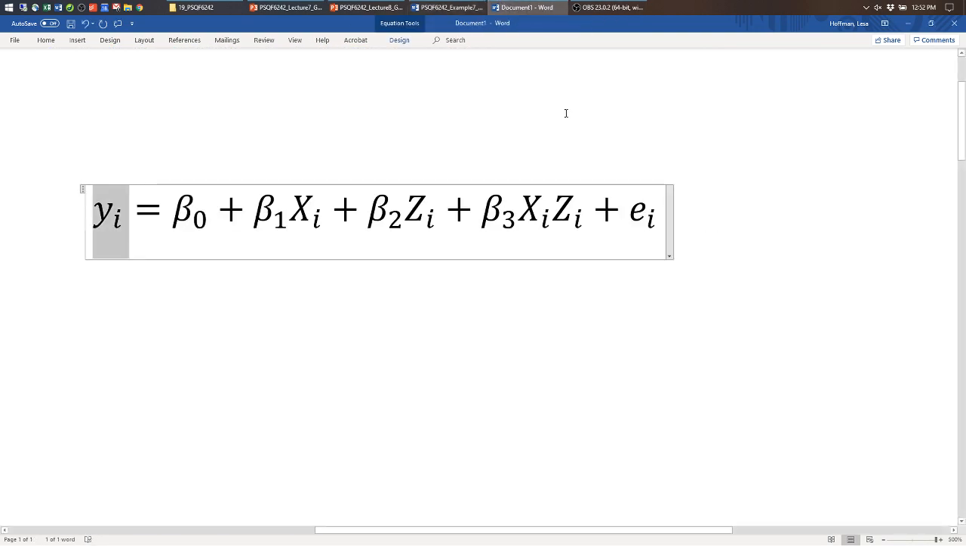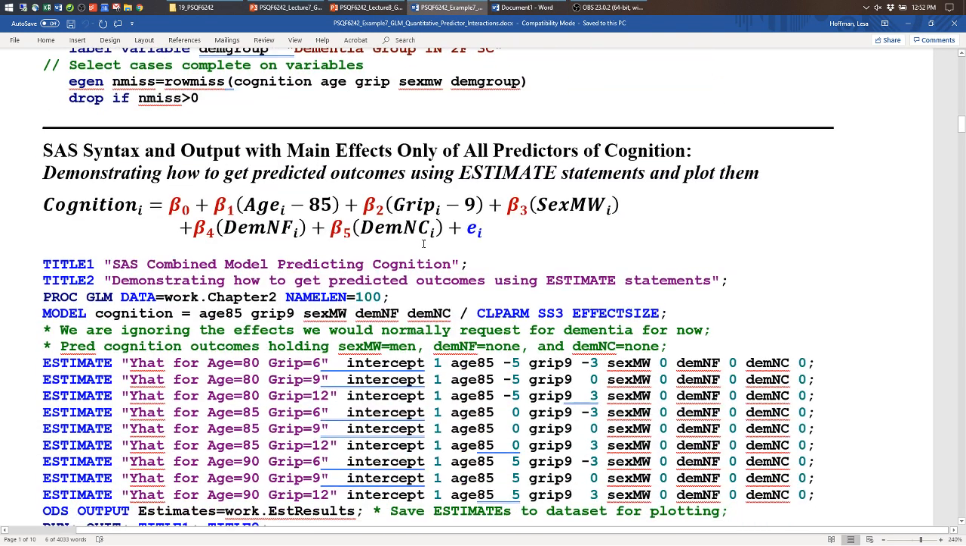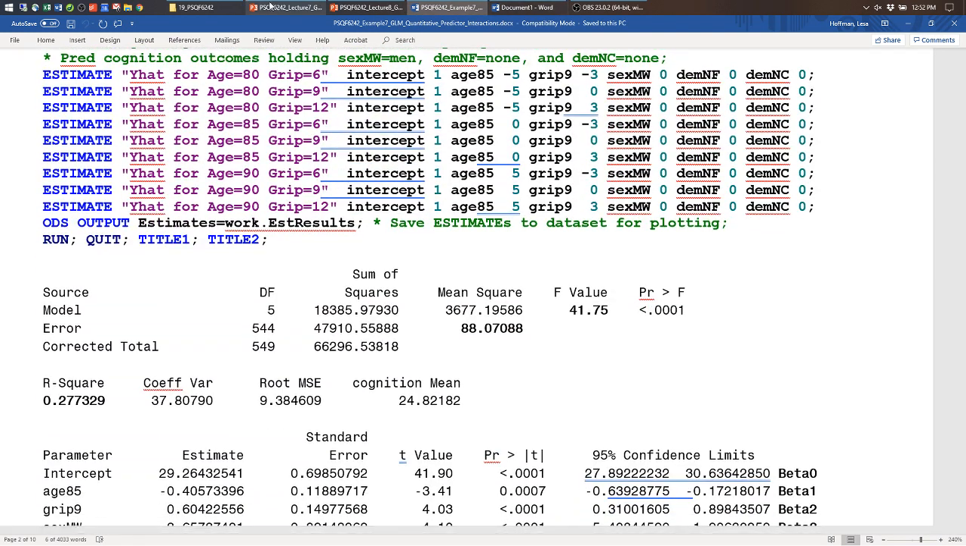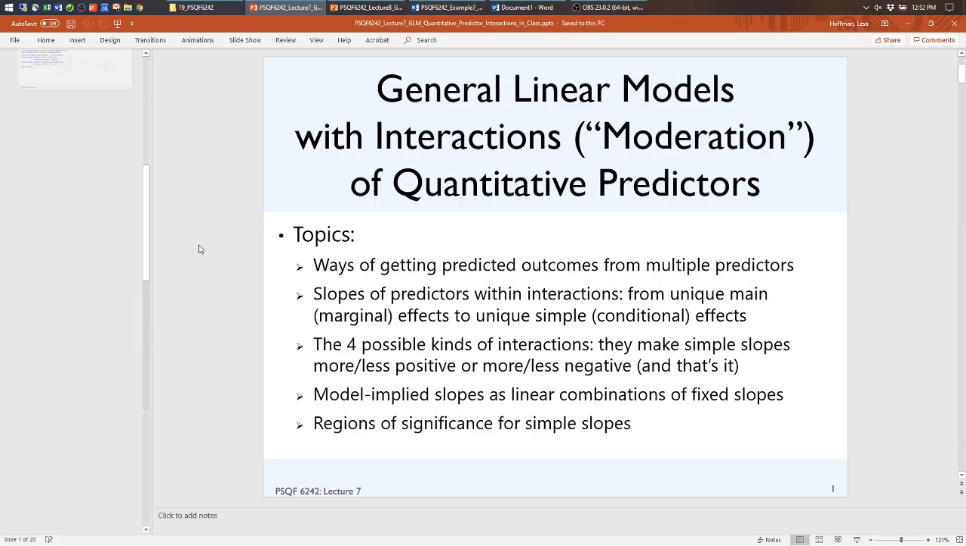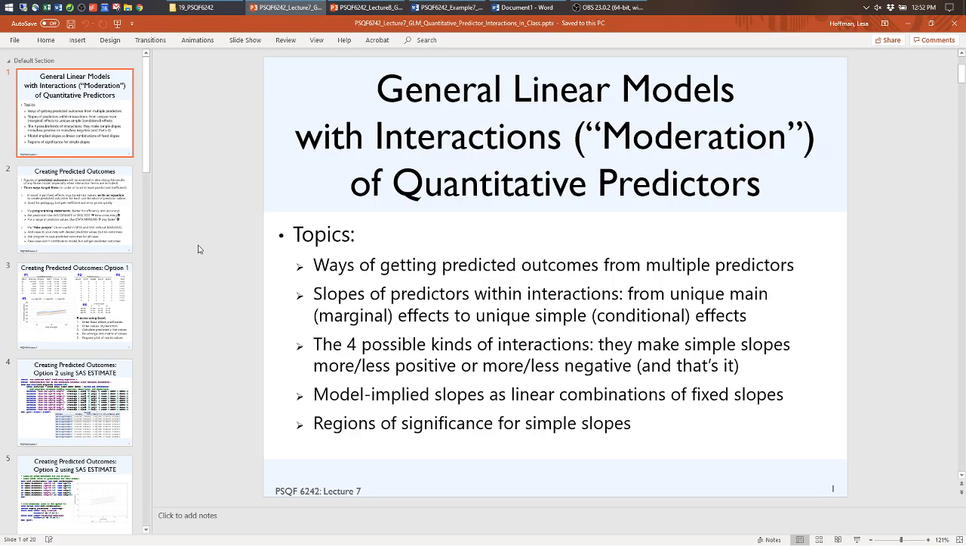Okay, so this is our type of moderation model. This is the type of model that you'll get some practice with on your last homework, including predicted values. All right. Questions so far? No?